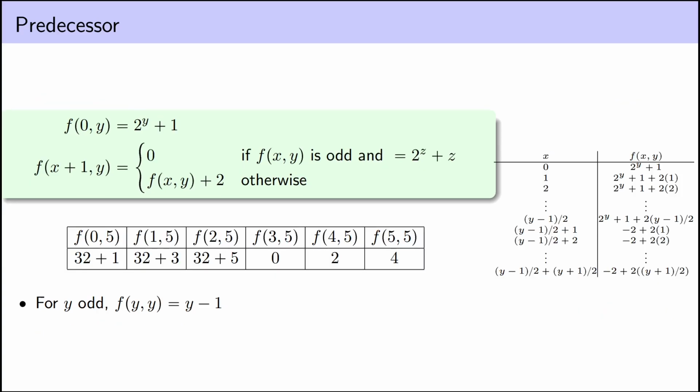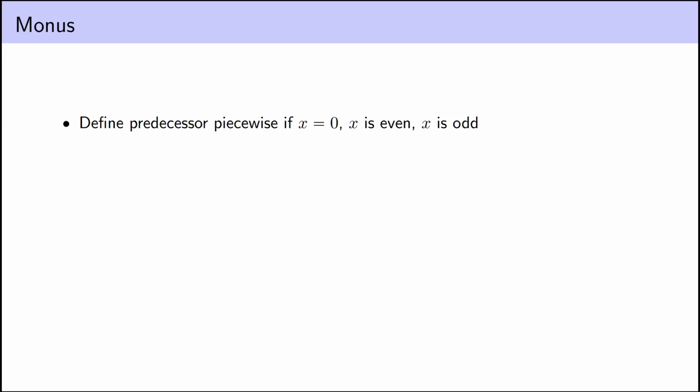If y is odd, we can use a very similar construction. We just have to fiddle with the parities of things a bit. Feel free to pause the video to get a sense of how this construction works. So again, we can define our predecessor function piecewise, handling separately the cases where x is 0, x is even and greater than 0, and x is odd. And we can now, as we did before, define subtraction.